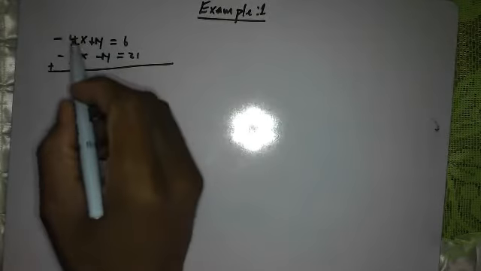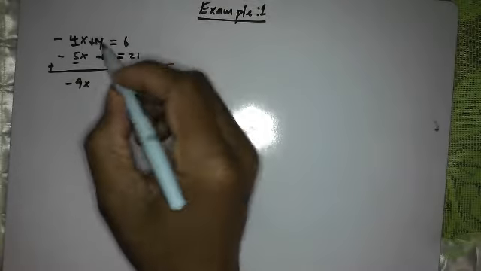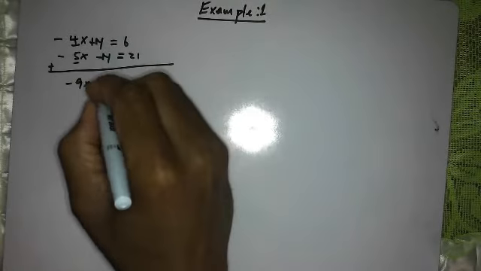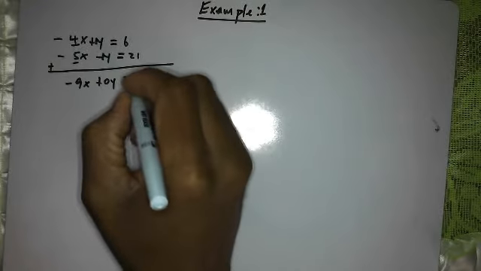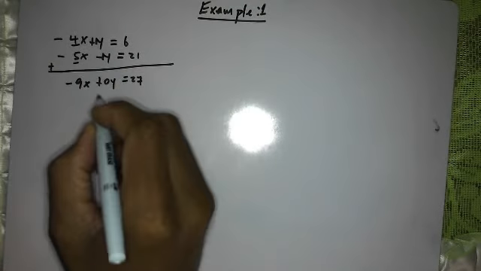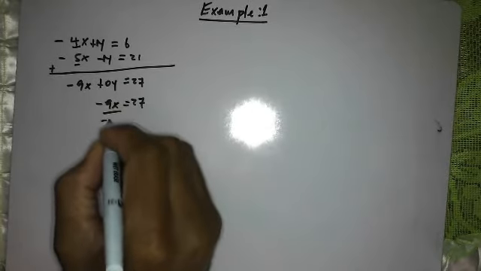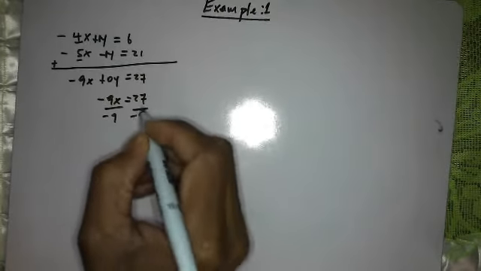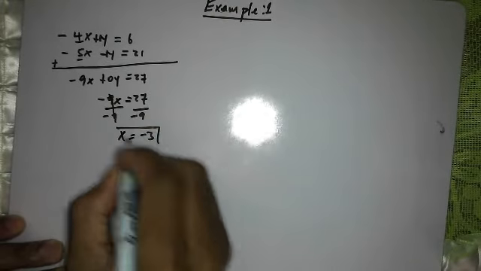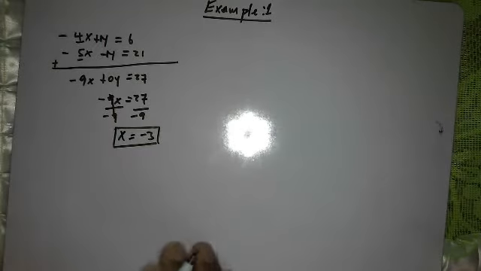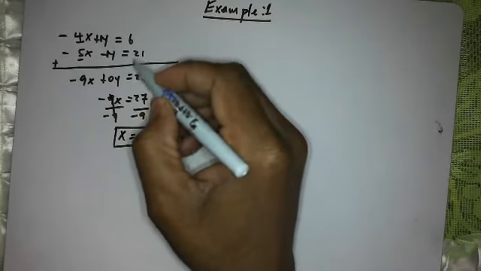So it is negative 4x plus negative 5x, that is negative 9x, and y minus y, that is plus 0y, equals 6 plus 21, that is 27. So essentially we have negative 9x equals 27, and we divide both sides by negative 9, so x equals negative 3. Now that you have found your x to be negative 3, you're going to substitute this value for x in any one of these equations.